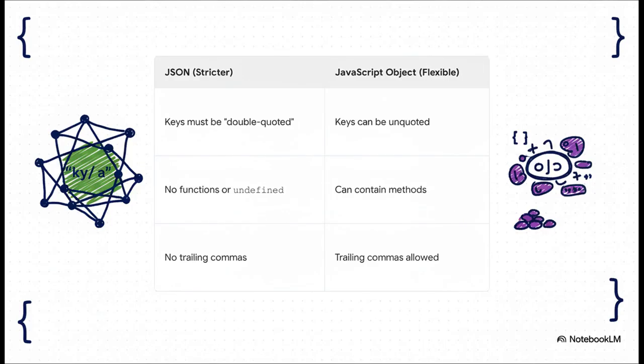Now, here's a really common trip-up for developers. JSON looks almost exactly like a JavaScript object, right? But it's actually much, much stricter. The rules are tighter to make sure any system can understand it. For example, in JSON, keys must be strings wrapped in double quotes. You can't have functions or undefined values in there. And nope, no trailing commas allowed. These are the little things that can cause big headaches if you forget them.